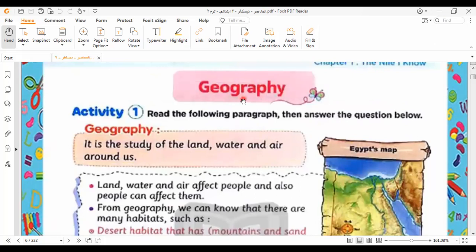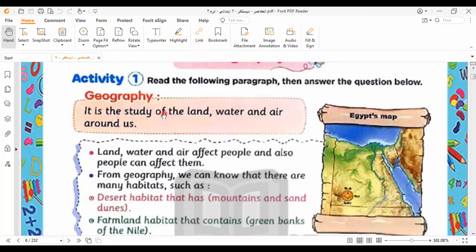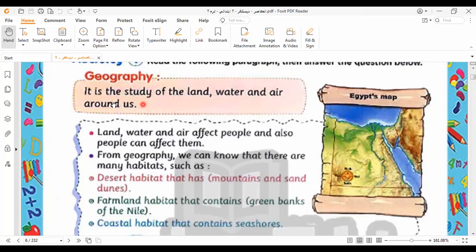In grade 4, when we go to grade 4 later, we have the subject called social studies. This subject consists of two parts. We have geography and we have history. Geography, what is the meaning of geography? I will define geography in this definition. It's the study of the land, water, and air around us.